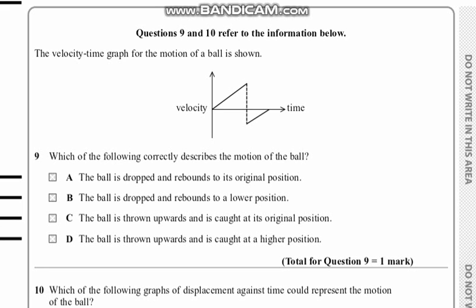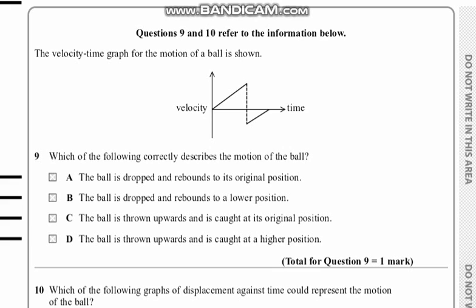Questions 9 and 10 refer to the information below. The velocity time graph for motion of a ball is shown. That's the graph for velocity time. Which of the following correctly describes the motion of the ball? Okay, fine. The ball has been dropped. Okay, I'll look for the A.